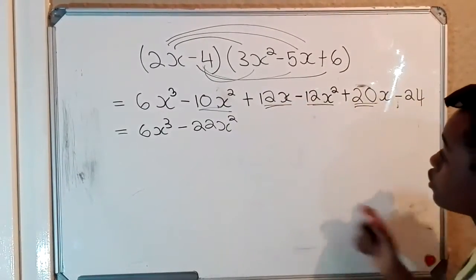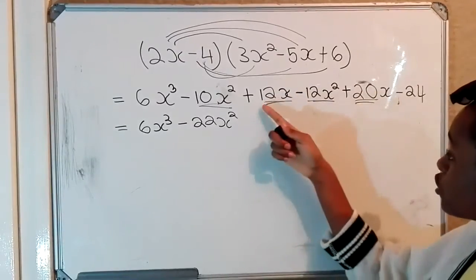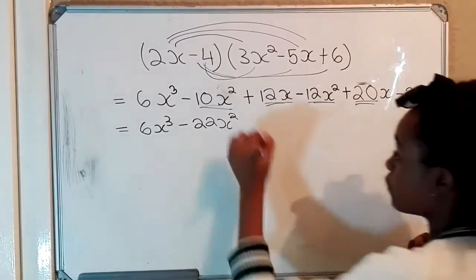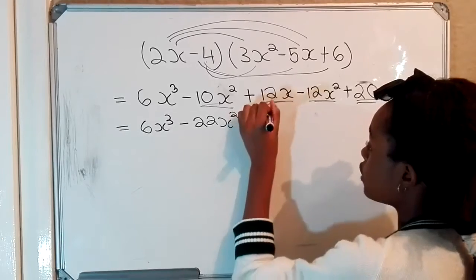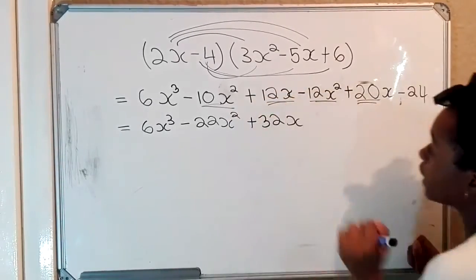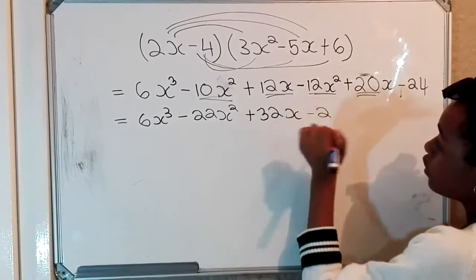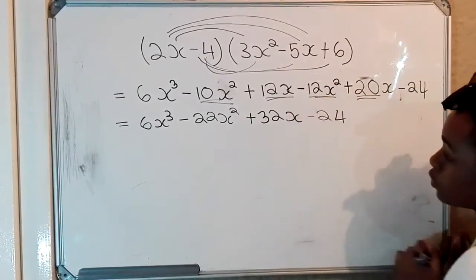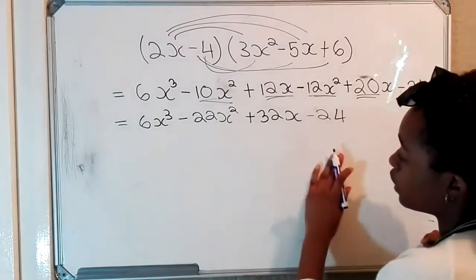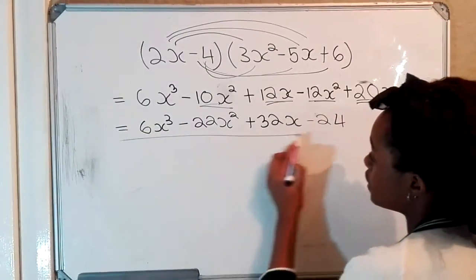And then we have x and x, which are common too. They're common, so we're going to add the coefficients. 12 plus 20 gives you plus 32, and of course we keep x. And then we have minus 24 that we leave here. Okay, and that is our final answer because we don't have any more like terms. So this is our final answer.